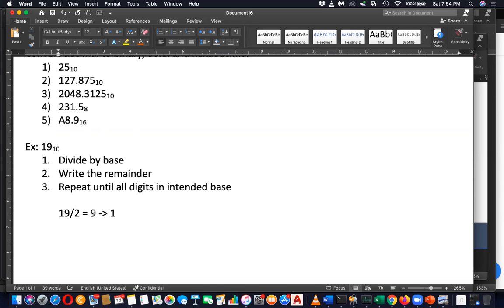You have to take the integer value. Don't write 19 divided by 2 is 9.5. Then you are not going to do this.